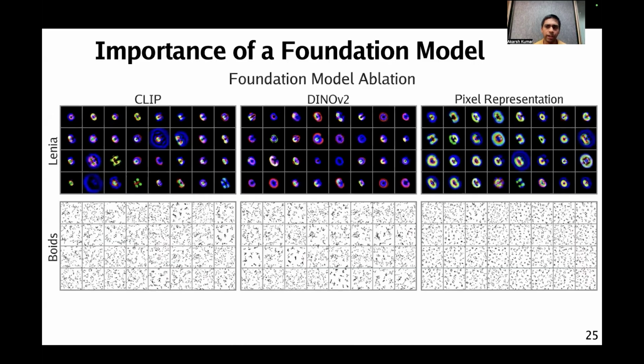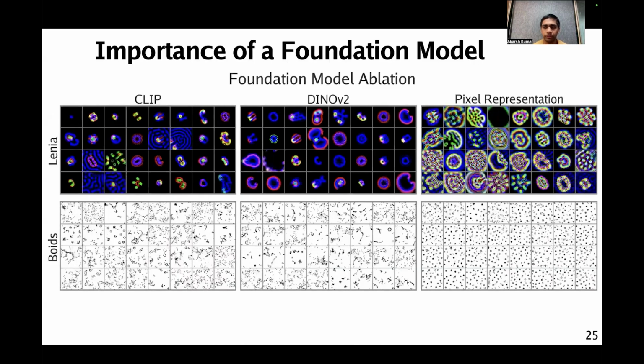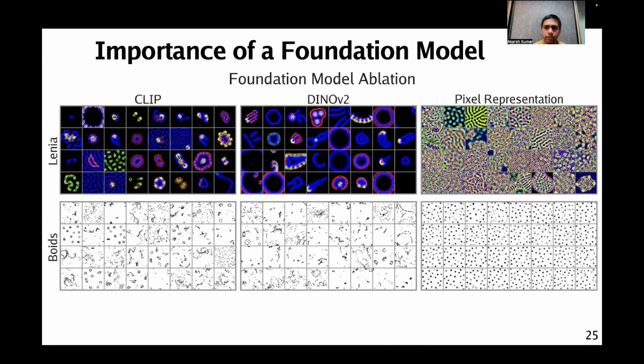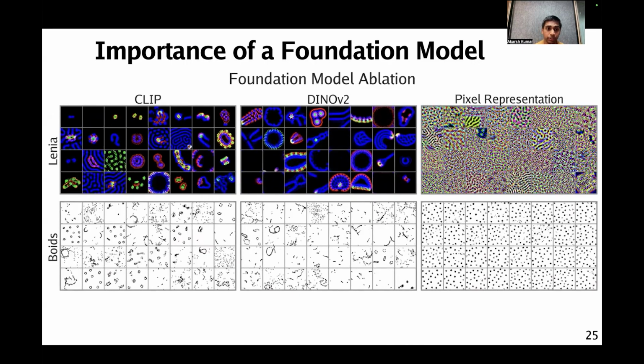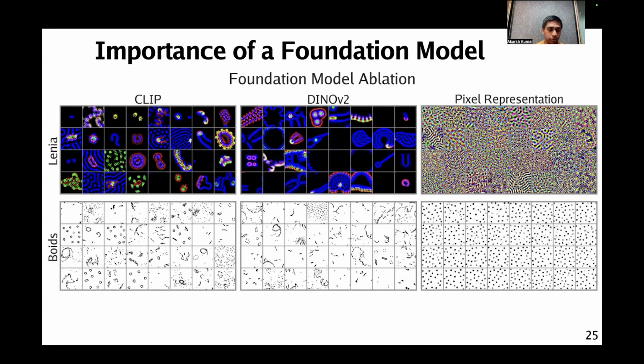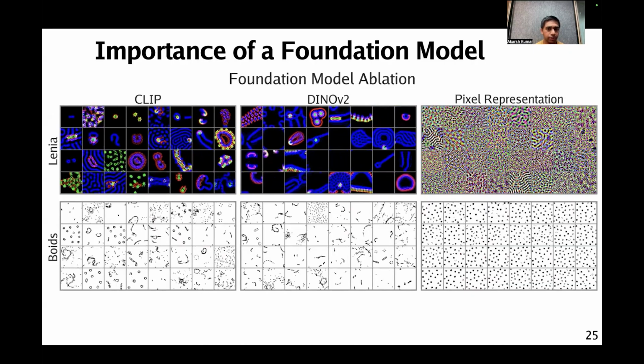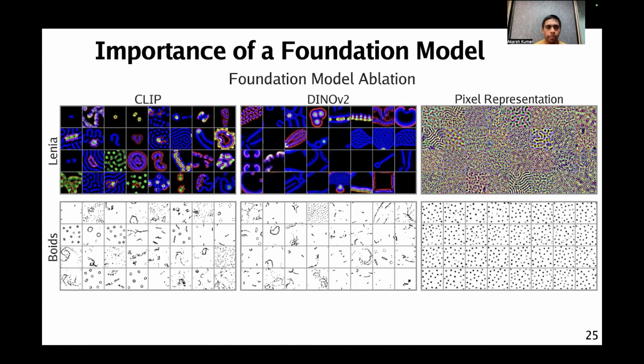And one thing I want to point out is if you do this in pixel space, it doesn't work that well. It basically just creates simulations that look very aligned to a human. But if you do this in DINO space, it works just as well as CLIP. So the main thing doing this heavy lifting is the foundation model.